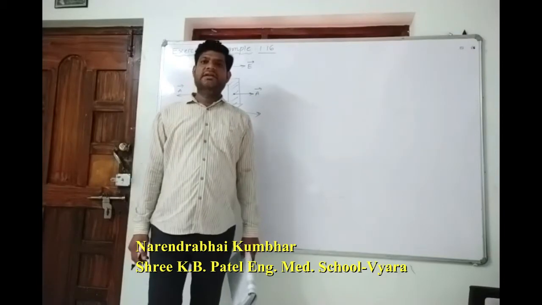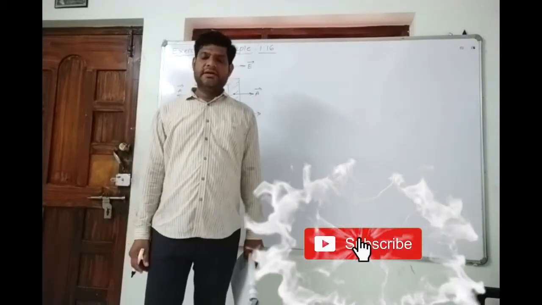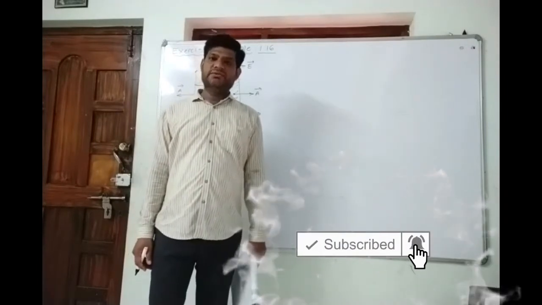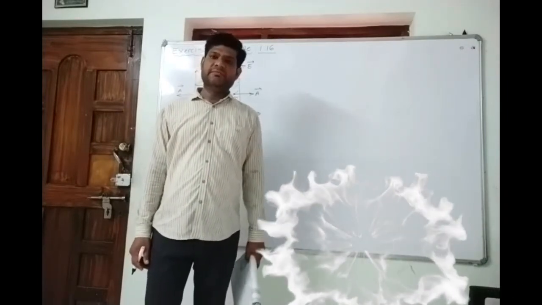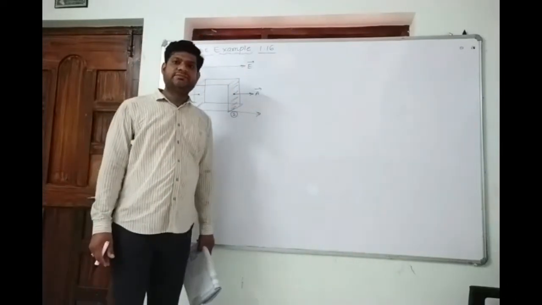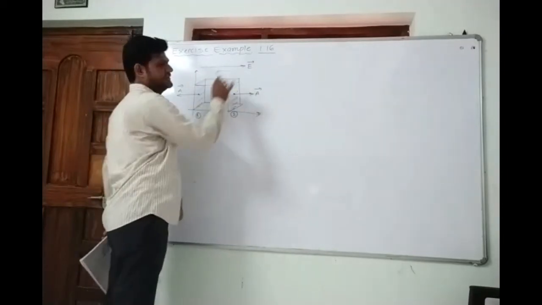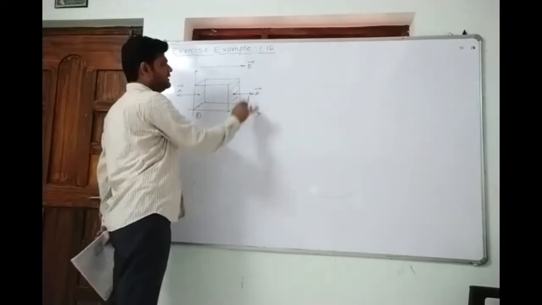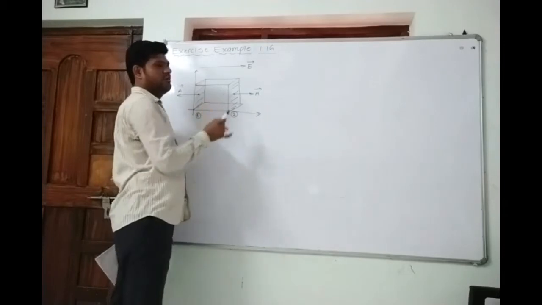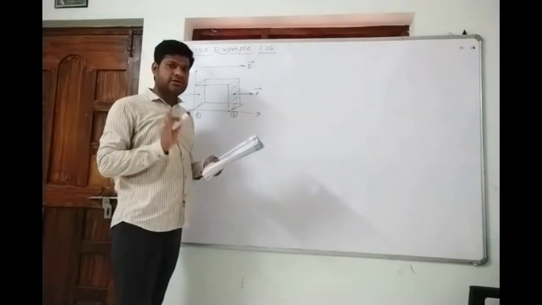Students, in the last video we studied exercise example 1.15. In this video we are going to see exercise example 1.16. See, in this example what is given? The cube is given and the electric field is along the x-axis. We are going to solve this example with the help of example number 1.15. It is given in the question.